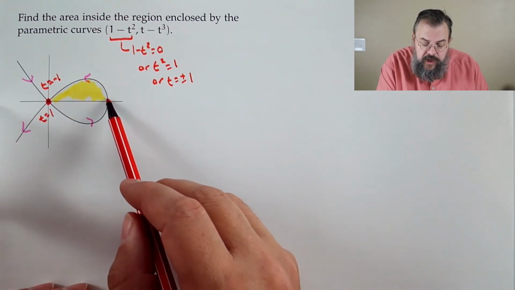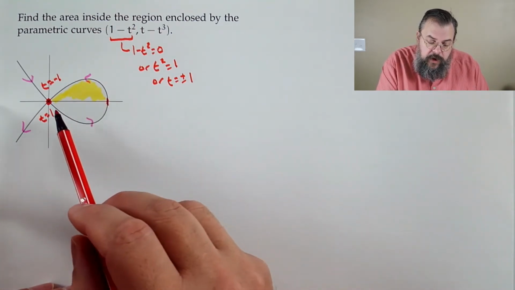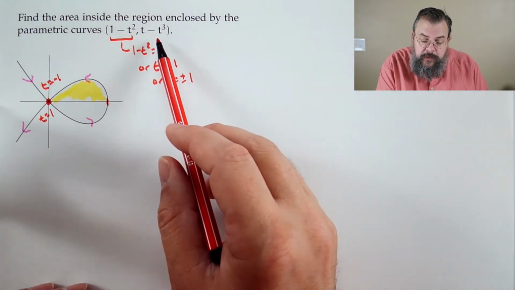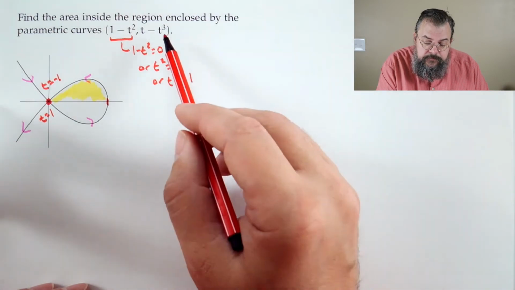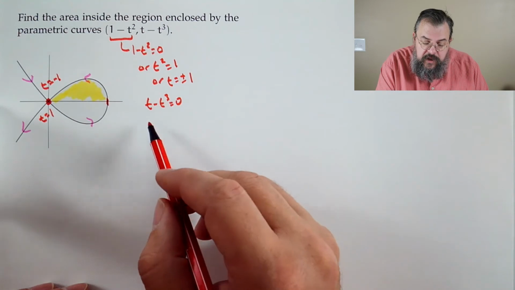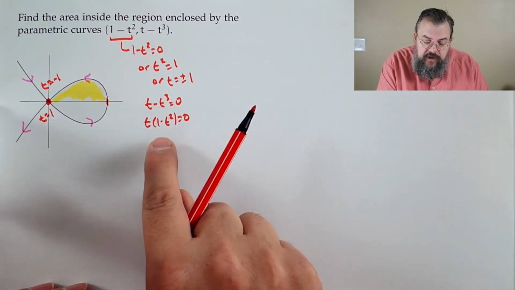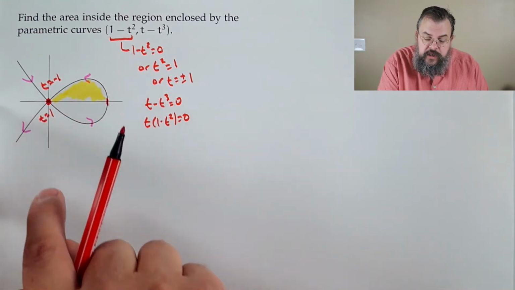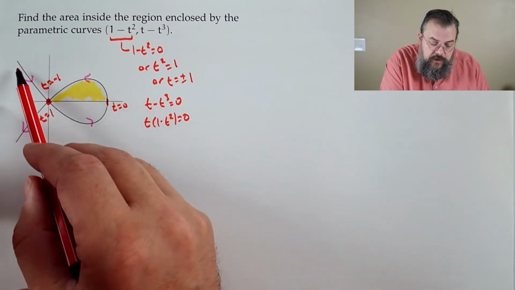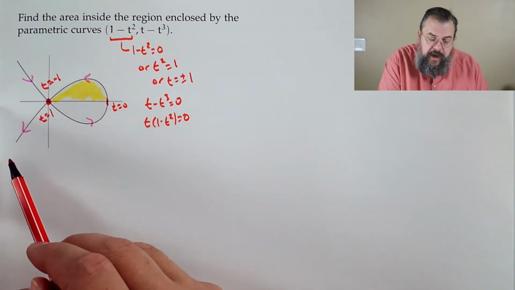Where are we over here? Well, we're hitting the x-axis. So when does t minus t cubed equal 0? T minus t cubed equals 0 is the same as t times 1 minus t squared equals 0. We already know about 1 minus t squared equals 0. That's the origin. So the other time is t equals 0. So we come through time -1 to the bottom half, to the top half, and we go back out.